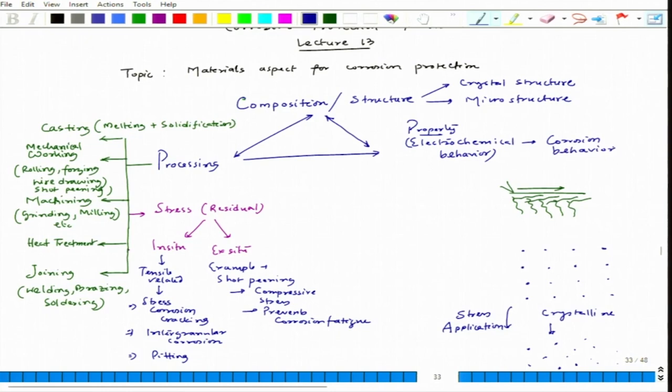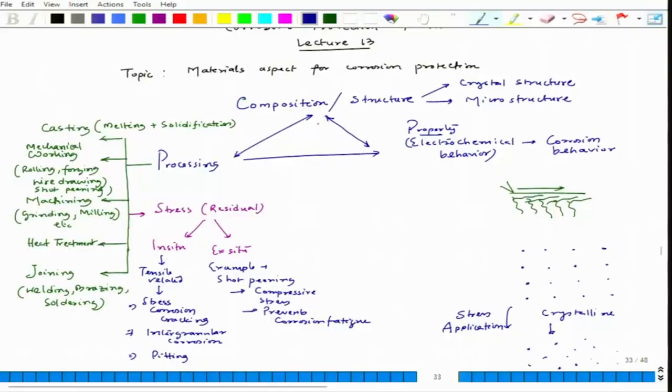Right? Now if we consider all those three parts, composition, structure, processing, as well as property, when we have those effects, it is actually having influence on the performance, the material's performance. And here, if we talk only about the corrosion performance, it is getting influenced, because in a favorable condition, like favorable stress condition, favorable structure condition, we can have a good degree of performance in terms of excellent corrosion resistance.